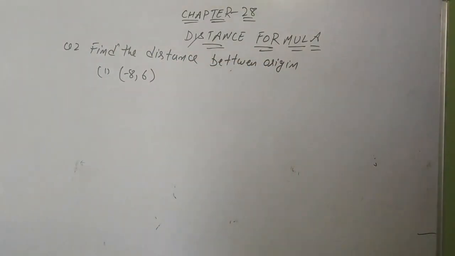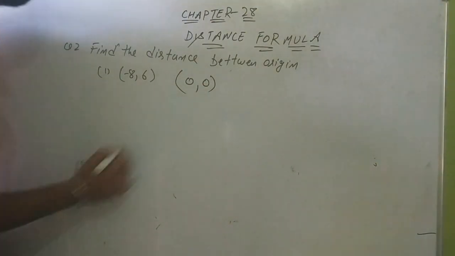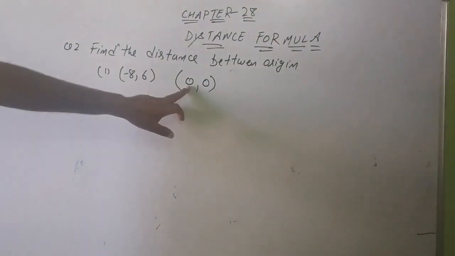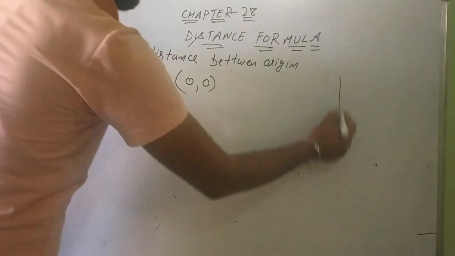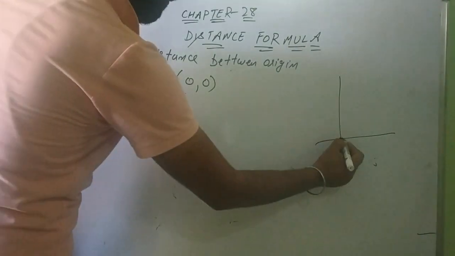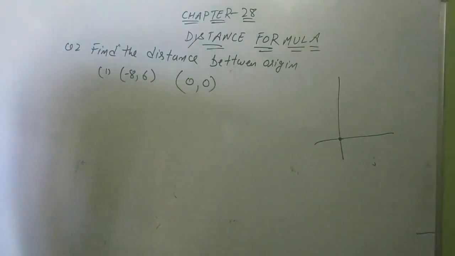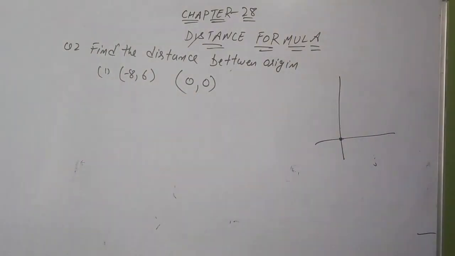So always remember, beta, whenever they say that one point is the origin, you have to take the origin point as (0, 0). X is also 0, y is also 0. For example, this is our x-axis, this is called the origin. So here both x and y will be equal to 0. So at the origin we have both values equal to 0.